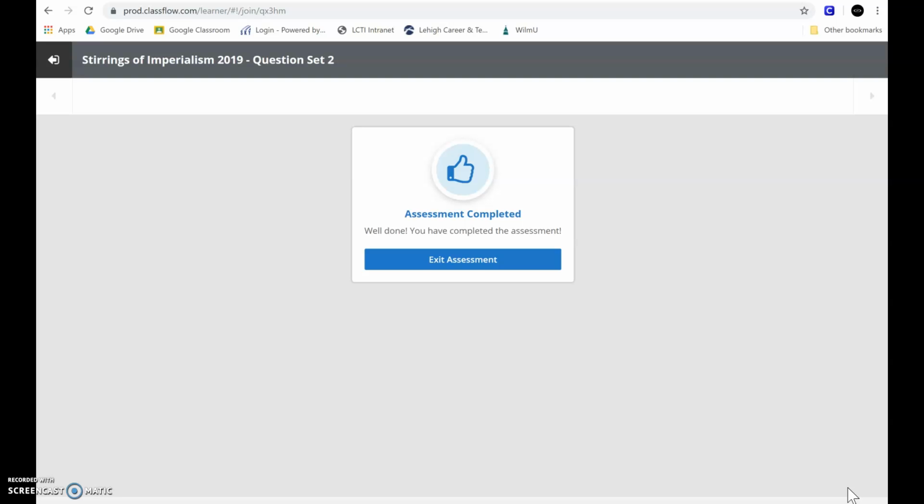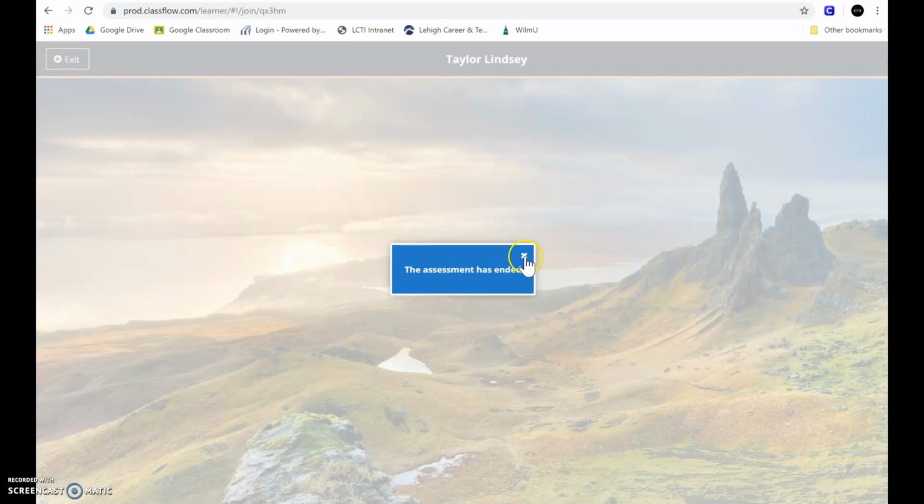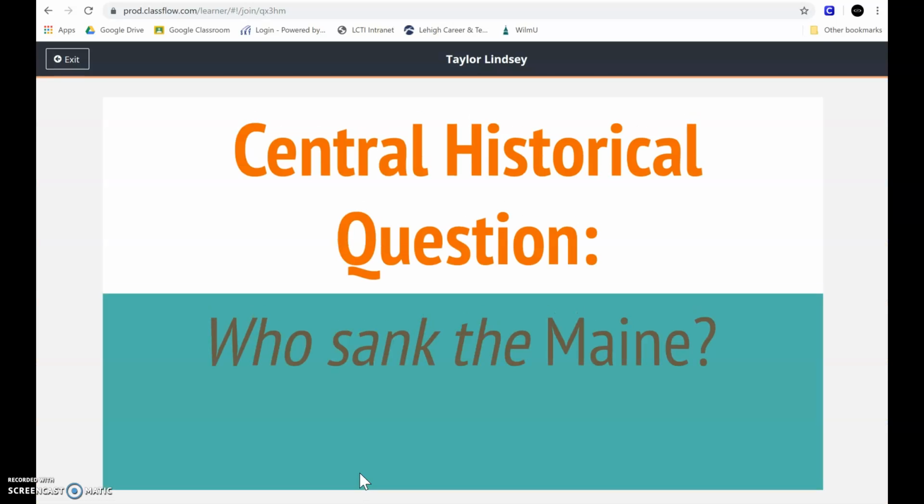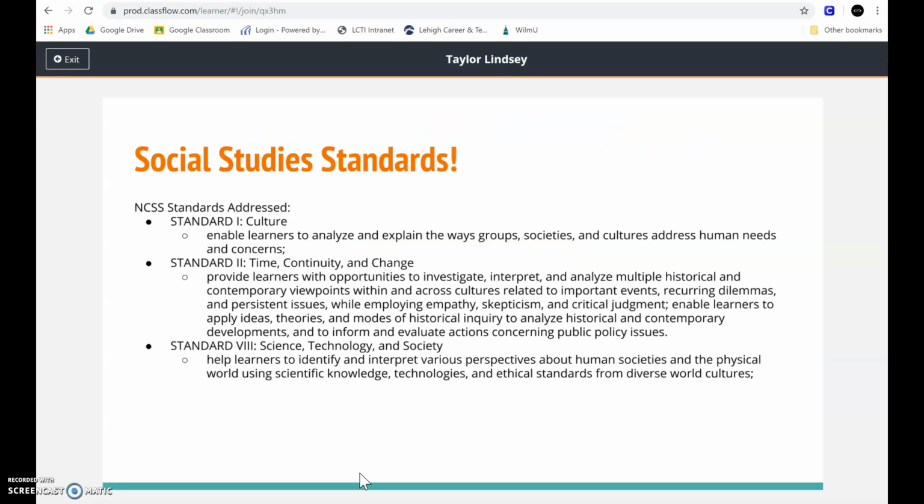I'm able to see those as my pre-assessment for students, as how we can consider different headlines and what's going on. It returns you back to this screen, and what we would do is we talk about our central historical question of who sank the Maine, and we would know that from the unit, we were right at the time of American imperialism and the Spanish-American War. That's what we're going to talk about today.